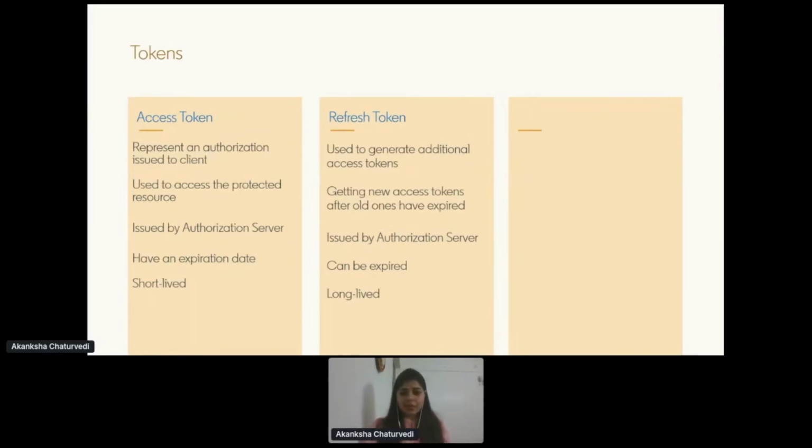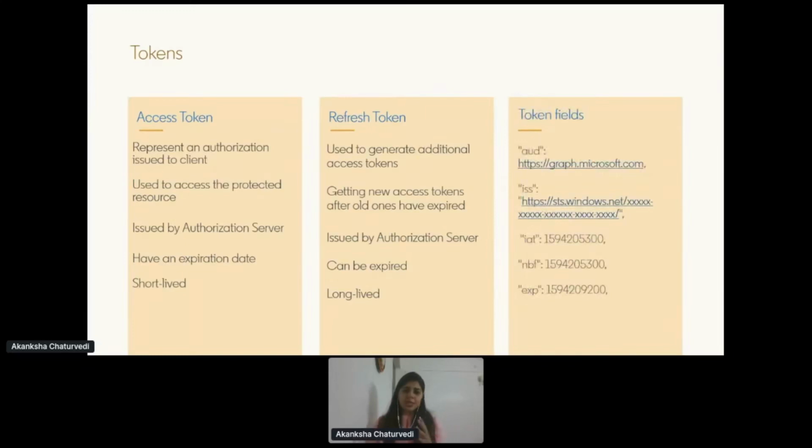Now let's take a look at some of the common fields from an access token. It is mostly in the form of key value pairs since it's a JSON token. The first field is AUD, which stands for audience. This claim identifies the recipients that the token is intended for. Second, ISS, which stands for issuer. This claim identifies the principal that has issued the token. Third, IAT, which stands for issued at claim. It identifies the time at which the token was issued, and this claim can also be used to determine the age of the token.